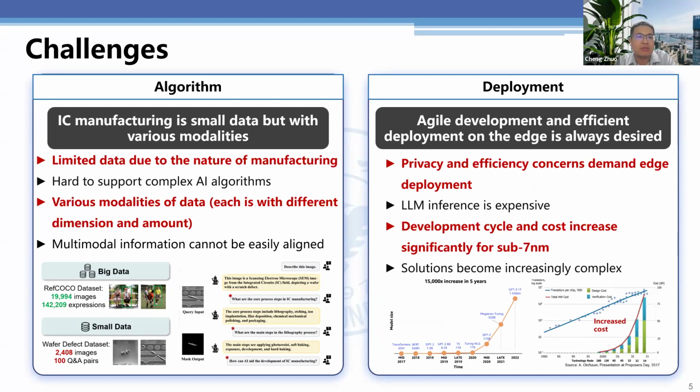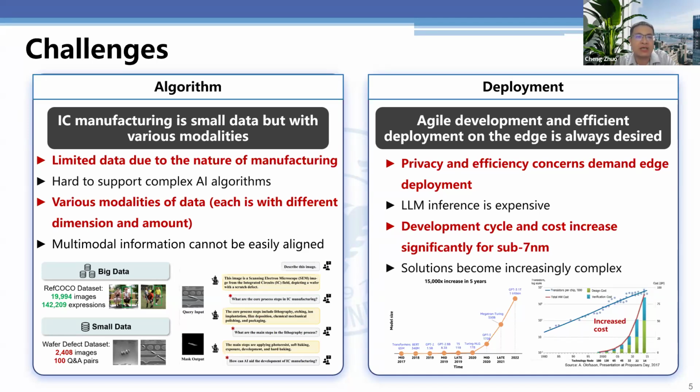In addition to small data, we have quite a lot of data modalities, each with different dimension and amount, like the technical nodes and the databases. But those multimodal information cannot be easily aligned. On the other hand, because we are talking about IC manufacturing, as you know, the fab can be quite private. Privacy is definitely a concern.